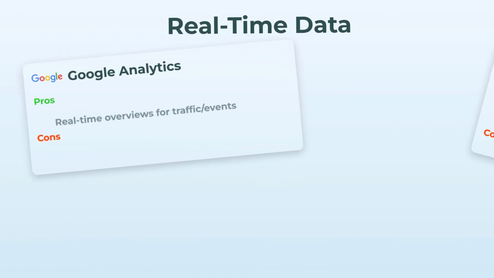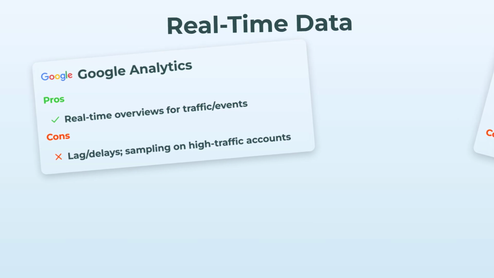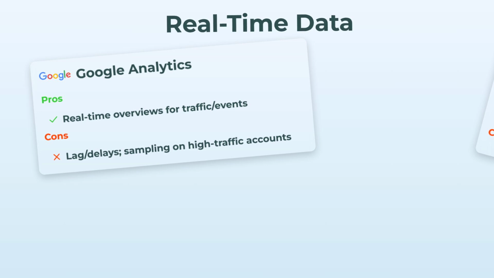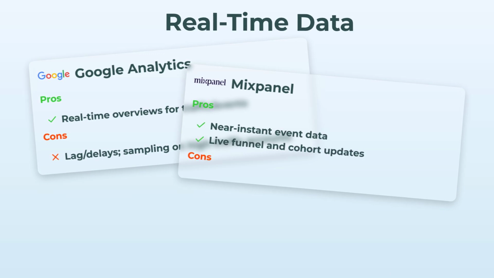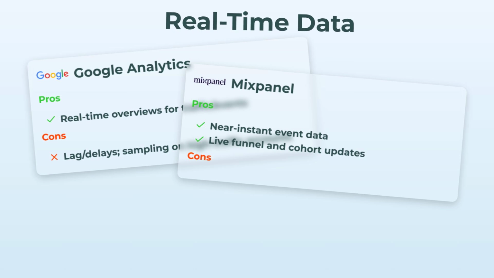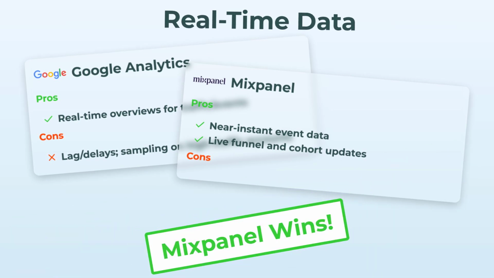Let's talk real-time data. Google Analytics, sure, gives you a real-time overview of your traffic and some events, but if your site's booming, there can be lag or delays, plus sampling if things get too wild. Mixpanel comes in with almost instant event tracking, live funnel updates, live cohort changes. If you need your data right now, Mixpanel is definitely the move for speed junkies. Winner here, no surprise, Mixpanel wins again.